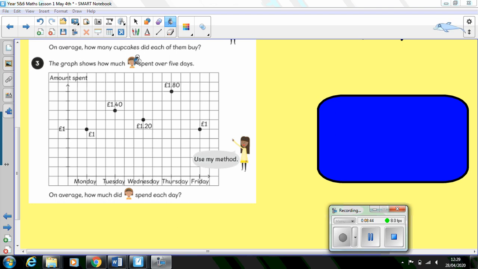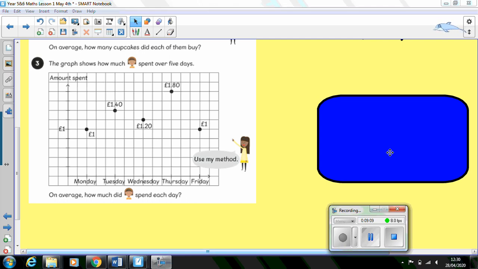So we've got Amelia here, and she spends a different amount of money on each day. What you've got to do is to use Lulu's method to try and work out on average how much Amelia spent. So add up the total and divide by the number of days that there are. Once again, have a go at this, see if you can work out the answer. It will probably take you 2 or 3 minutes.